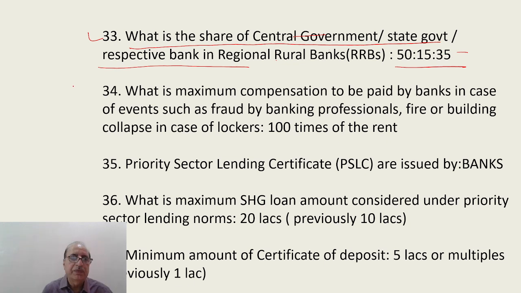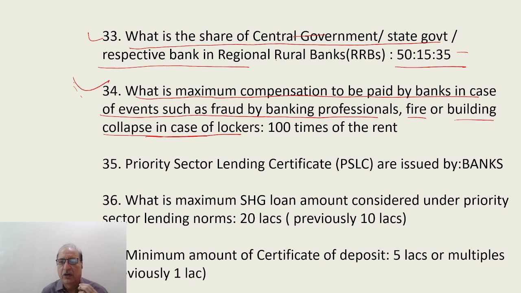Now we're coming to question number 34. What is the maximum compensation to be paid by banks in case of events such as fraud by banking professionals, fire or building collapse in case of lockers? So this is 100 times the rent. The maximum liability of the bank is 100 times the rent. If the rent is 1000, then the maximum liability is 1 lakh.